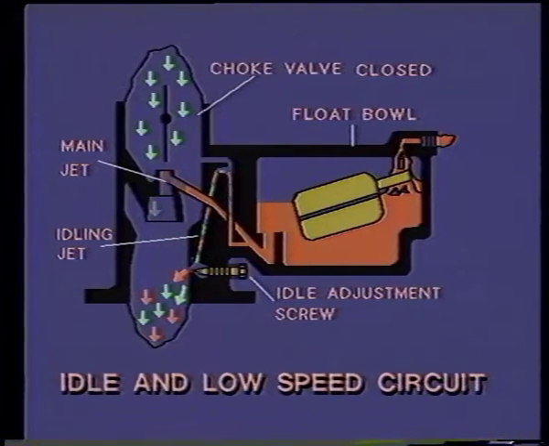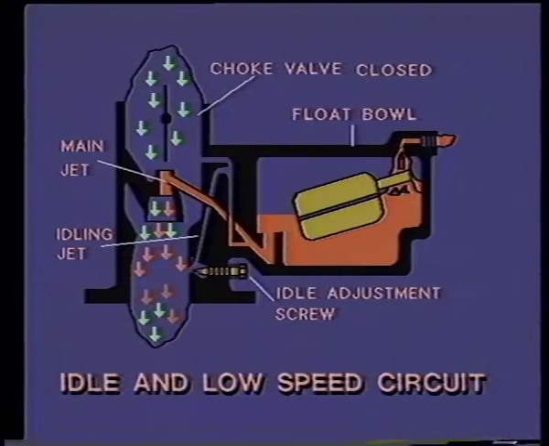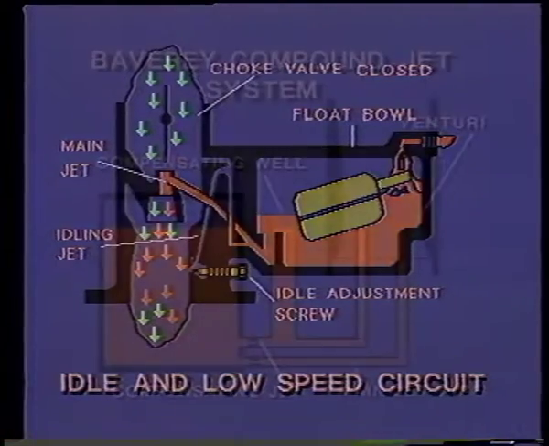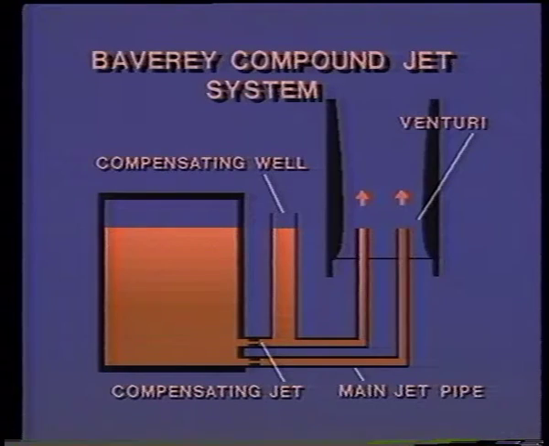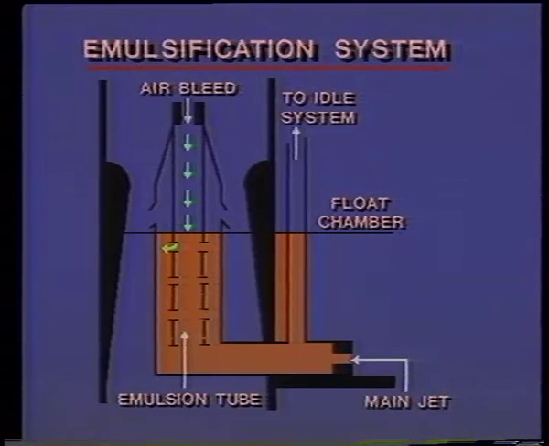To allow extra air to enter the induction system to weaken the mixture appropriately, hydraulic devices in the form of compensating jets, as in the Bavaric compound jet system, have been incorporated. As the fuel is drawn out faster from the main jet, the level in the compensating well falls. This reduces the flow of fuel through the delivery pipe joining the compensatory well and venturi. This method is now almost universally used.